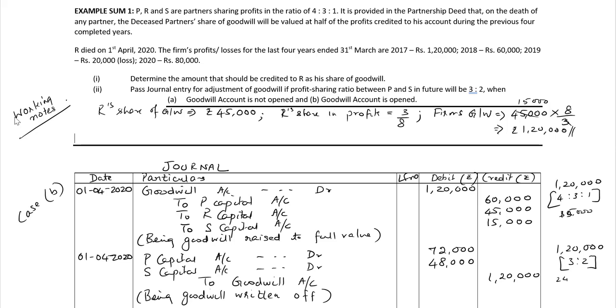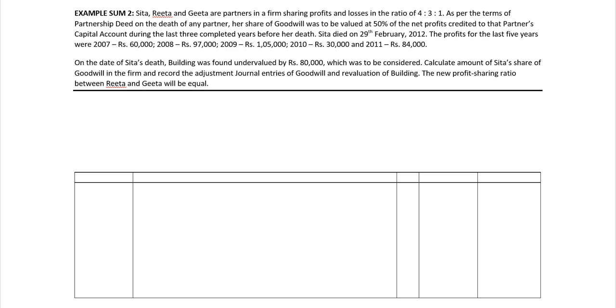So these are the two journal entries in case B, when the goodwill account is to be opened. Let's go to the example sum 2. Example sum 2.